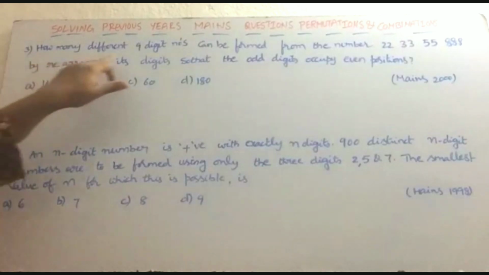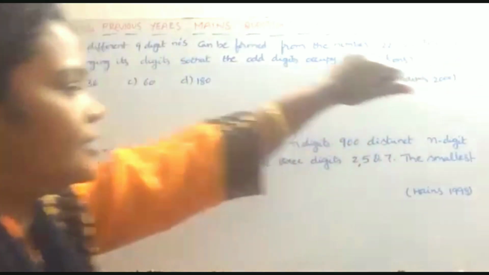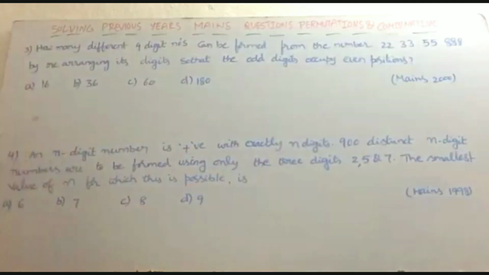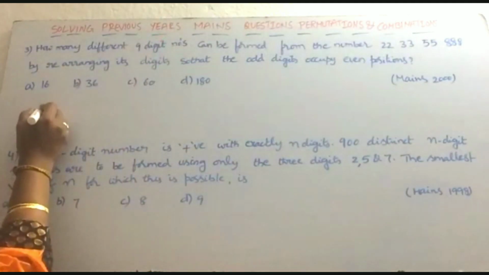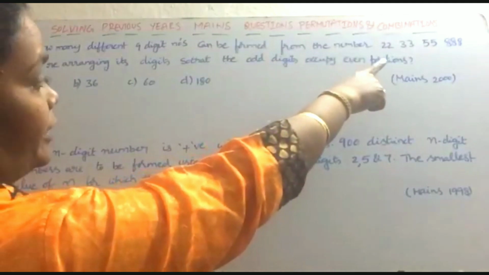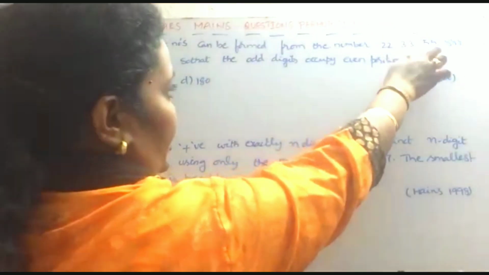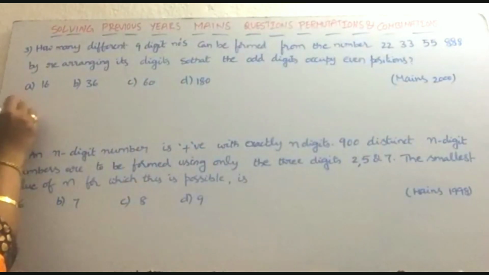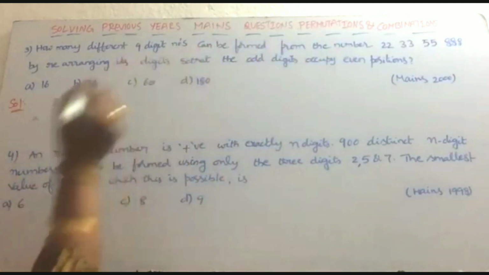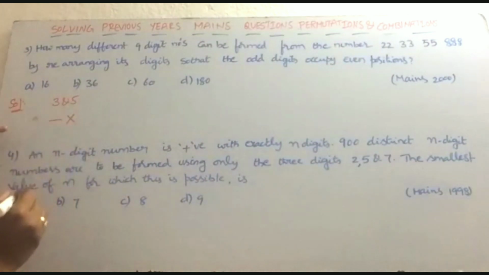The next problem: how many different 9-digit numbers can be formed from the number 2 2 3 3 5 5 8 8 8 by rearranging its digits so that the odd digits occupy even positions? In a 9-digit number the odd digits occupy even positions. The odd digits here are 3 and 5, and the remaining 2 and 8 are even digits.